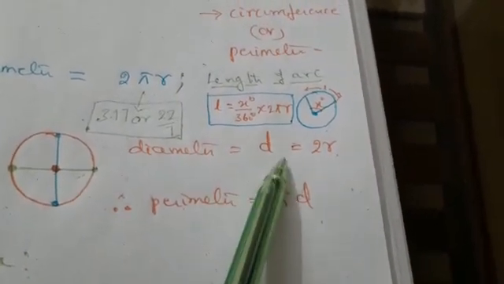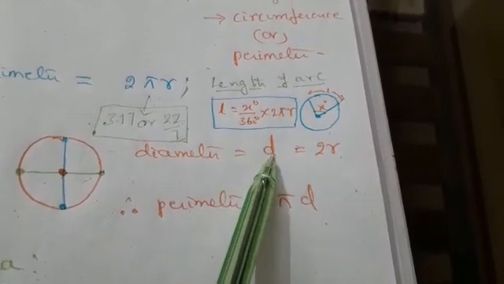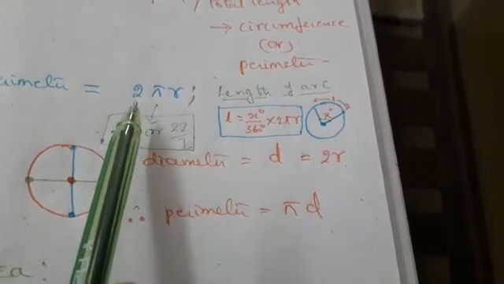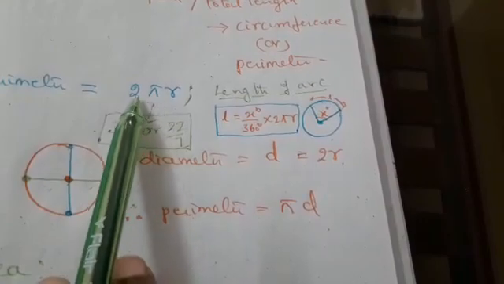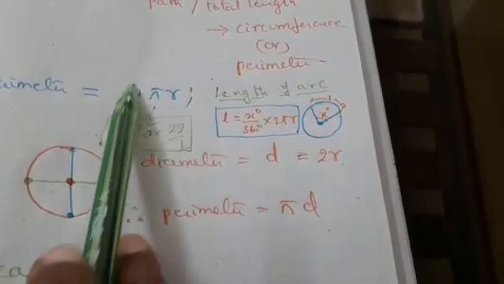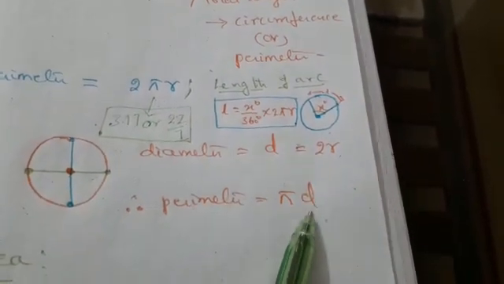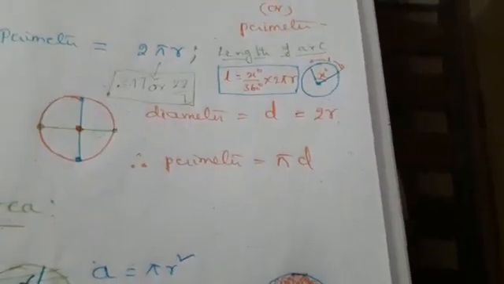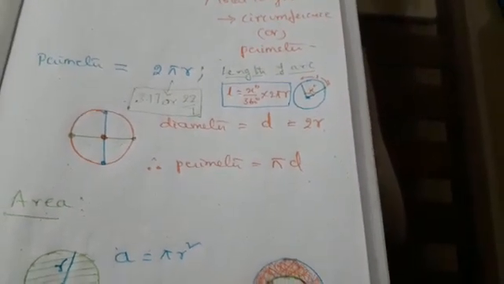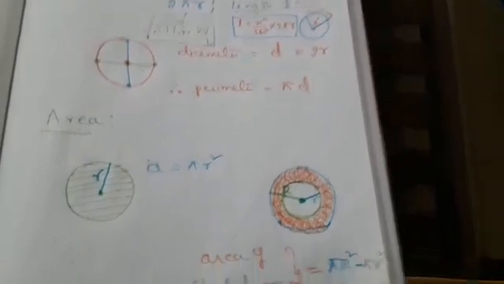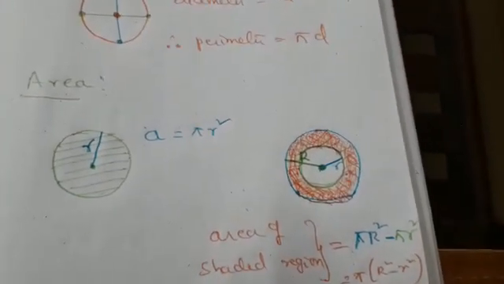When we know diameter, or if in the problem diameter is given, there is no need for you to write 2 pi r. You can directly write 2r as diameter. So therefore pi into d is the perimeter. Pi into d is the perimeter. Right. So now the next one is area of the circle.